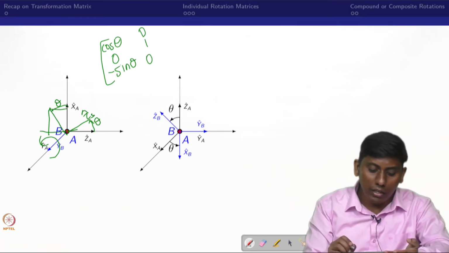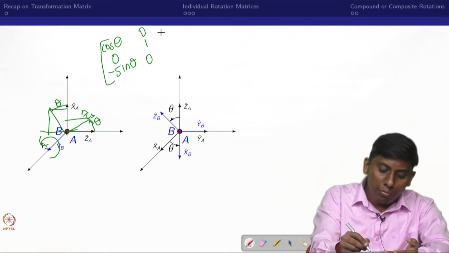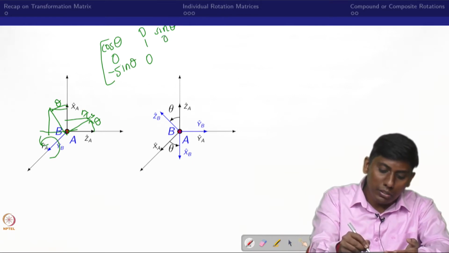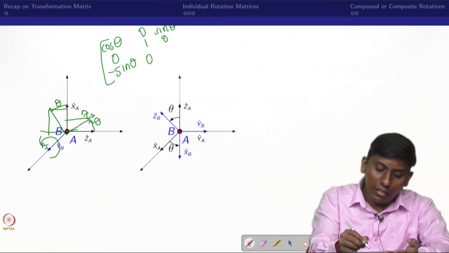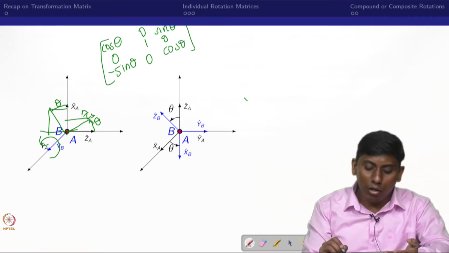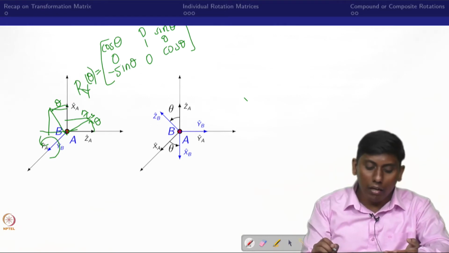Now we take the ZB. ZB projected on the XA frame would be sin theta. ZB projected on YA cap would be 0, and projected on the ZA frame would be cos theta. So this is equivalent to the rotation matrix about the Y axis at an angle of theta, right?